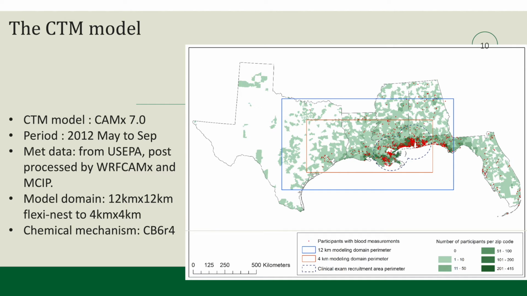So the CTM model version is CAMx 7.0, and the simulation period is from May to September 2012. The meteorological data are from US EPA, and the post-processing was done with WRF-CAMx and MCIP. The model domain is 12 km by 12 km, and we did flexi-nesting to 4 km. The blue rectangle indicates the 12 km domain and the red rectangle is the 4 km domain. And the chemical mechanism we apply is CB6r4.